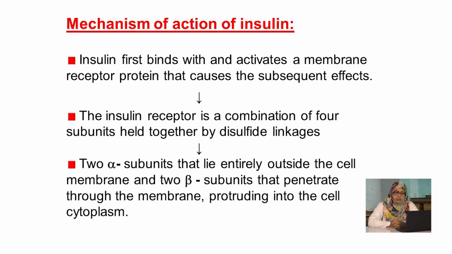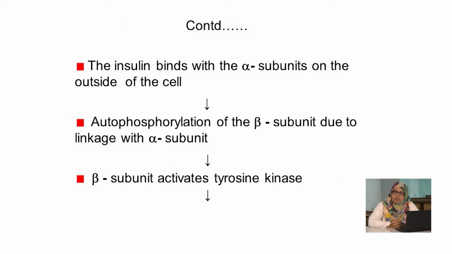The insulin receptor is a combination of 4 subunits held together by disulfide linkage: 2 alpha subunits that lie entirely outside the cell membrane and 2 beta subunits that protrude through the membrane into the cytoplasm. Then the insulin binds with the alpha subunits on the outside of the cell, and autophosphorylation of the beta subunit occurs due to linkage with the alpha subunits.